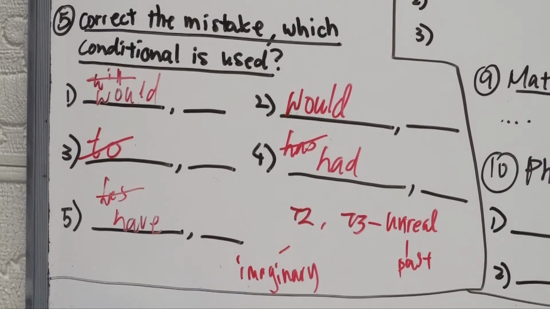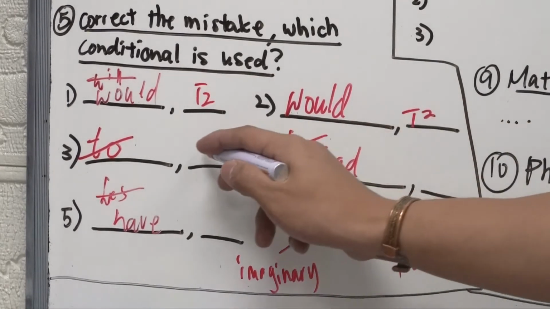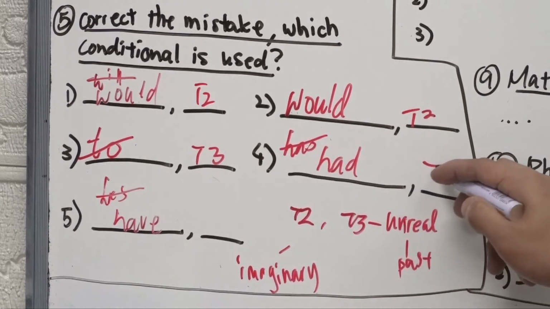Okay, which one is type 2 and type 3? Type 2 is 1 and 2. Type 3 is 3, 4, 5. Right, very good. Type 2 is 1 and 2, right? And type 3 is 3, 4, 5.